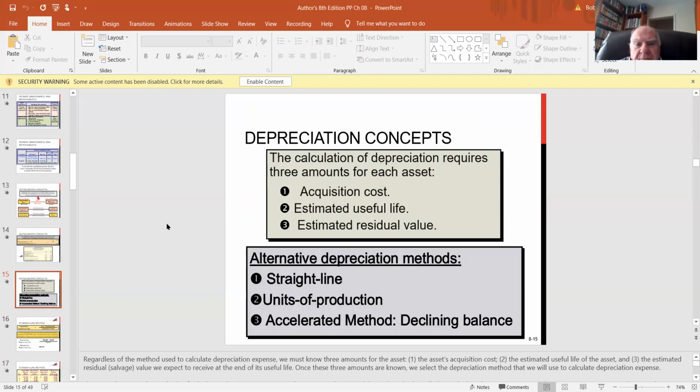Now, depreciation concepts. We have to be familiar with the acquisition cost, which we just discussed. The acquisition cost of an asset can include a lot more than the invoice price of the goods. We also have to come up with the estimated useful life of the asset and any scrap value or residual value. Scrap equals residual. And then we're going to go into 3 depreciation methods, one of which you already know, straight line. And then we're going to go into units of production and an accelerated method, okay?